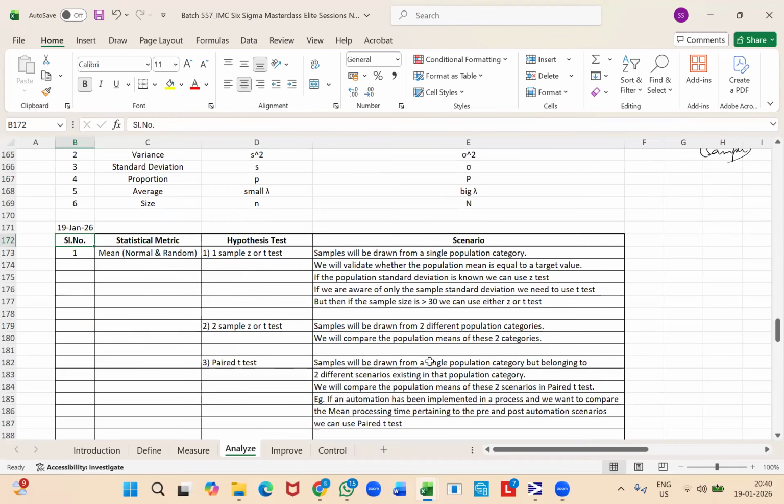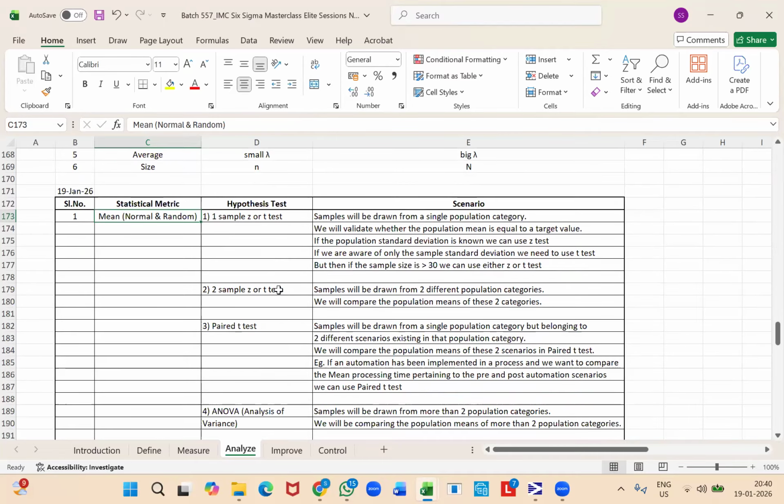So let us look at the list of hypothesis tests in detail. So first we are going to look at the hypothesis tests that we can deploy for mean as a statistical metric. So mean as a statistical metric, we all know, can be applied only if the data distribution is normal and random. So if the data distribution is non-normal and non-random, then we need to apply the statistical metric called median, right? So we all know that. So mean as a statistical metric for a normal and random data set.